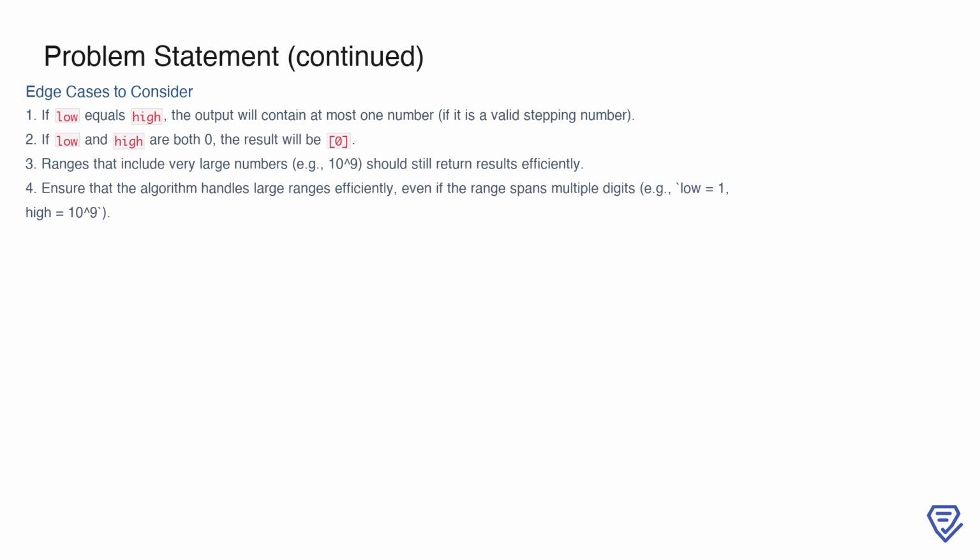Another important edge case is when the range includes very large numbers, such as up to 10 to the power of 9. The solution must be efficient enough to handle such large ranges and compute all stepping numbers without running into performance issues. Additionally, when the range spans multiple digits, the algorithm must ensure that stepping numbers are generated correctly while maintaining computational efficiency. Handling these scenarios effectively will ensure the solution works for all possible inputs within the given constraints.